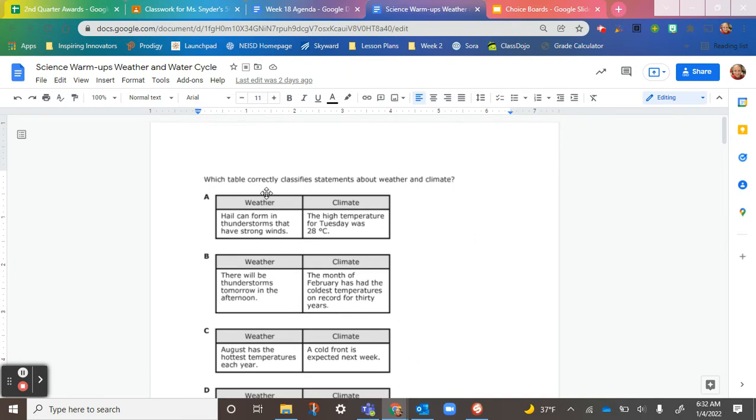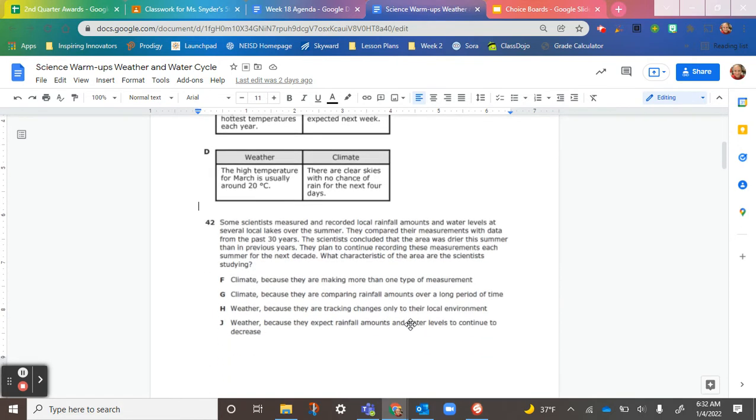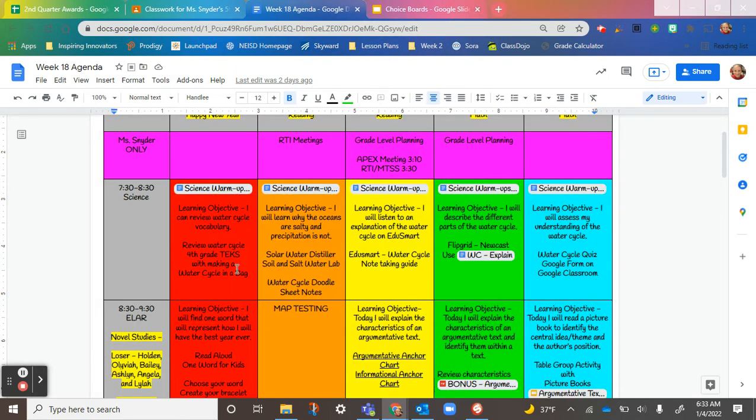So this one says which table correctly classifies statements about weather and climate. So think about the difference between those two. And then each of the answer choices has a column for something that's representing weather, and then the other is for climate. Then number 42, you have a situation here. You need to decide whether it's weather or climate again. And then once you decide, make sure there's 2 climate and 2 weather. So make sure you look at the because part and make sure that matches. So we did that first page.